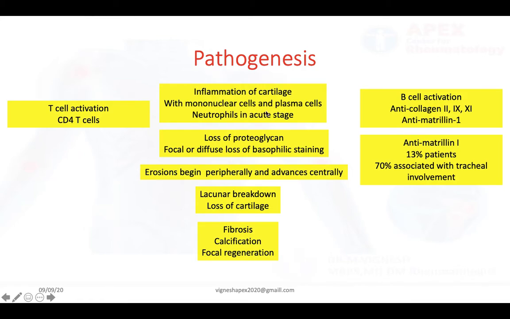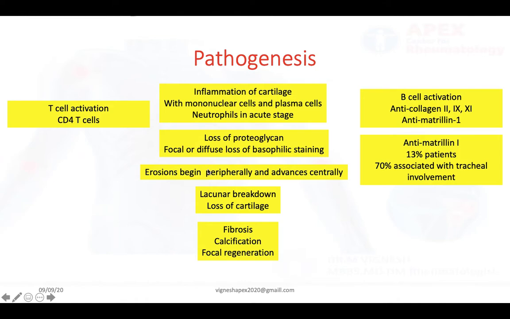Okay, so what happens because of inflammation? There is loss of proteoglycan in the cartilage. This could be seen as a focal or diffuse loss of basophilic staining. Usually cartilage stains blue in a hematoxylin and eosin stain. So when you have loss of basophilic staining, which can be either focal or diffuse, it means that the cartilage is undergoing damage.